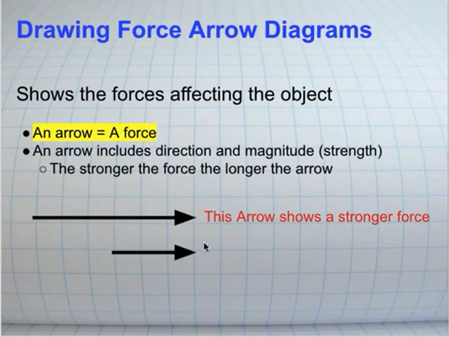In this case, if these two arrows are side by side, I can clearly show that this arrow is probably twice as long as this one. So what you're really saying is this force is stronger than this force, 2 times stronger. That's a brief description of how to draw arrows on a force arrow diagram. All right, so now let's get into the specifics.